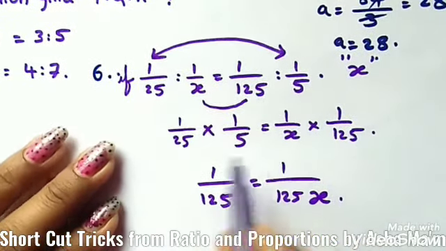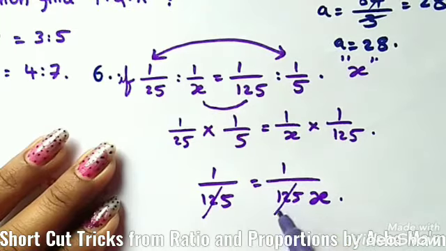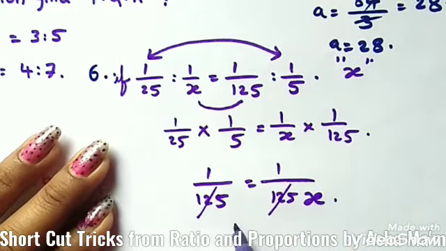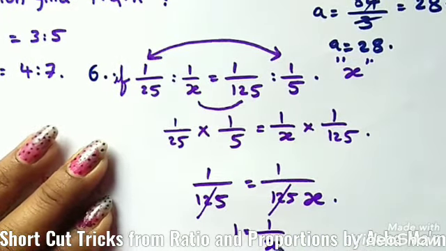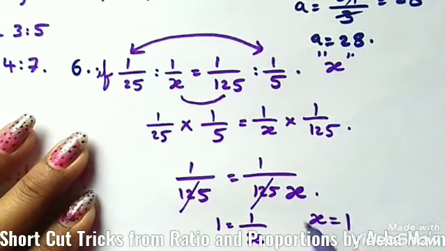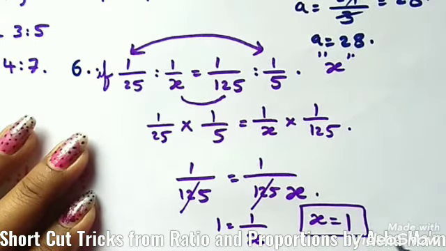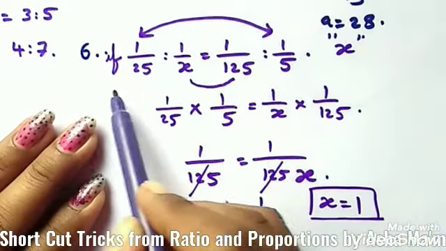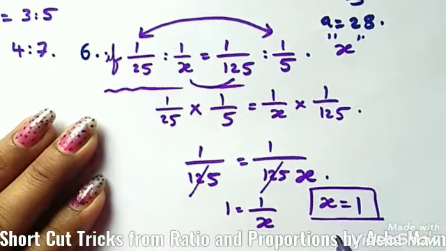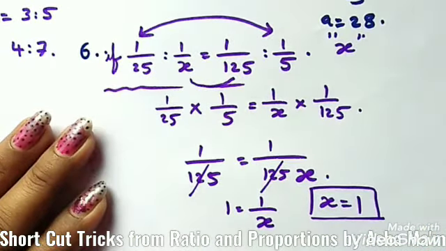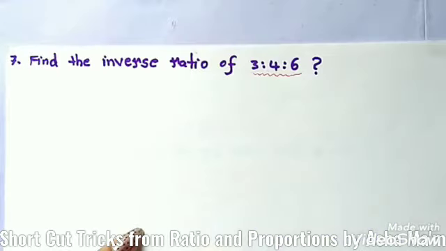Okay, and this 125 will be cancelled. 1 is equal to 1 by x. Now x is equal to 1. This is the final answer. So from this question we can find out that x value is 1. Let us see 7th example.